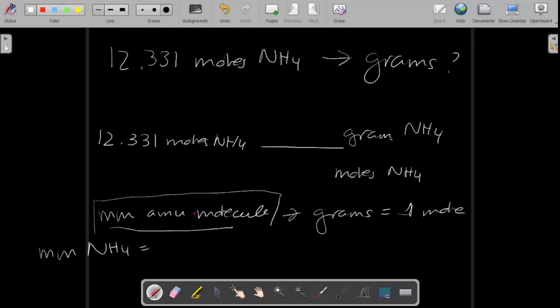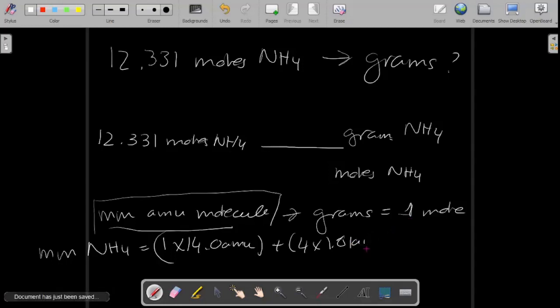That's in position 7, and it says that is 14. So one of them, 14, each one, AMUs, great. And then I need to add my hydrogens. I have 4 of them, and each one of them, position 1, is 1.01 AMUs. I put everything in the calculator, and if I do that, I find out that this molecule of ammonia has a mass of 17.0 atomic mass units.